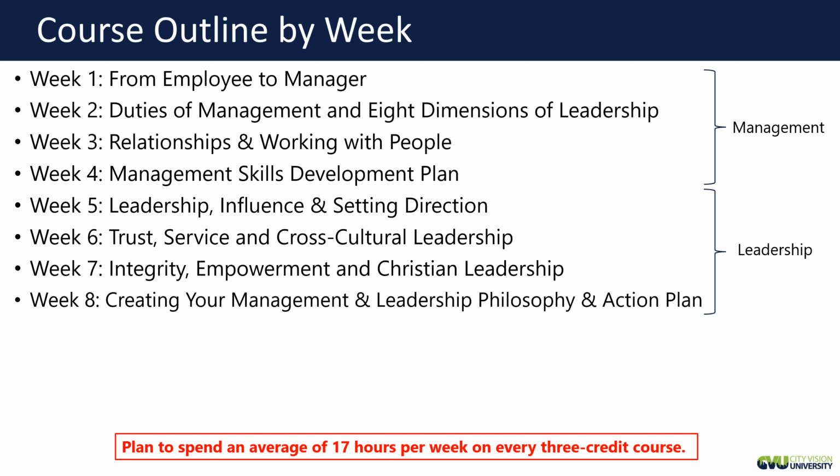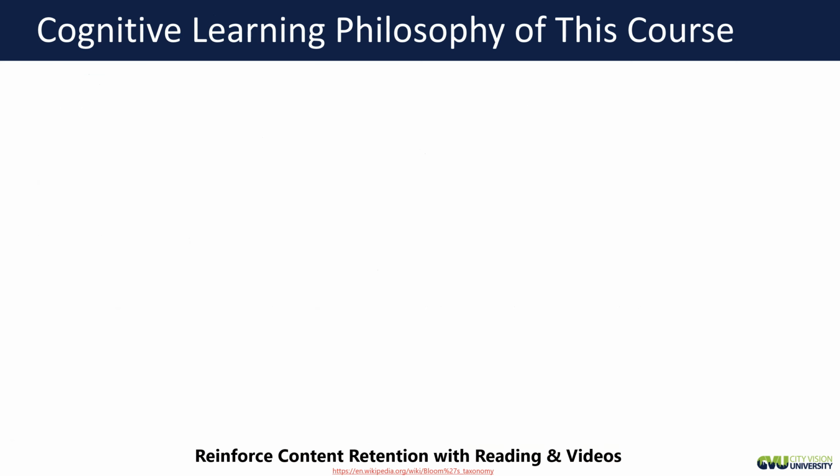This is an outline of what you'll do week to week. The first 4 weeks are focused on management and the transition from employee to manager, the duties of management, and the 8 dimensions of leadership, relationships, and working with people. And then week 4 is going to be focused on that development plan, the management skills development plan. And then the last 4 weeks is going to be focused on leadership, going through the 21 laws, but also looking at some particular things like cross-cultural leadership and Christian leadership and servant leadership. And as I mentioned, you're going to finish with this action plan at the end.